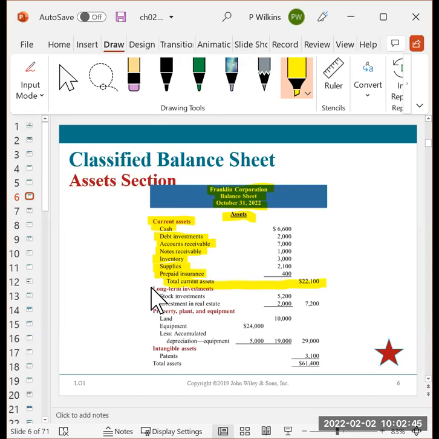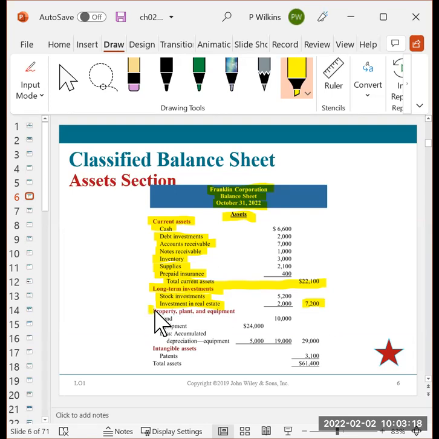And then you would go into your long-term investments. So you would have the title long-term investments. And first you would list stock investments, or it might be called long-term stock investments or long-term investments. The next you would list would be investments in real estate. And then you would add those two up, and you would see they push the total over to the right, and they don't title a subtotal. So they just added the 5,200 and the 2,000, and they pushed it over to 7,200.